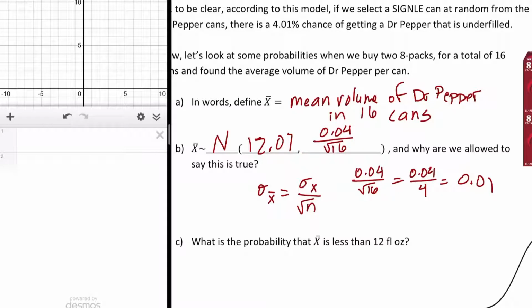All right, so just to answer why we are allowed to say this is true, that's because the population itself is normal, so that means that this shape is normal, and then based on these other facts about these formulas.